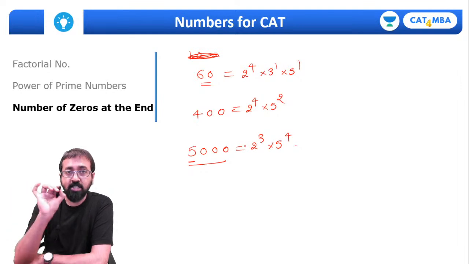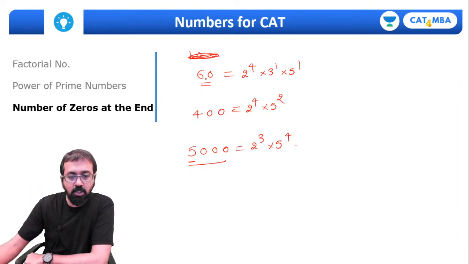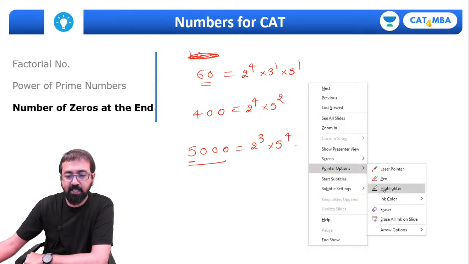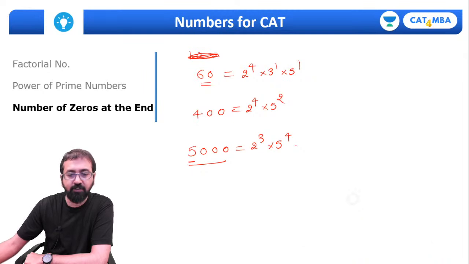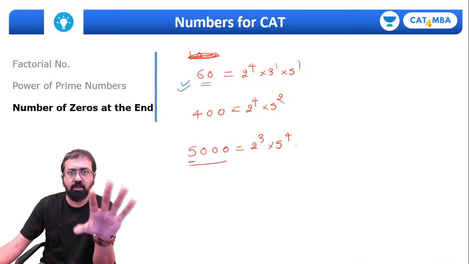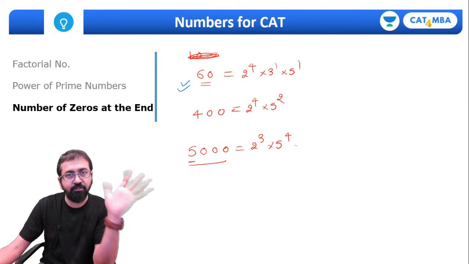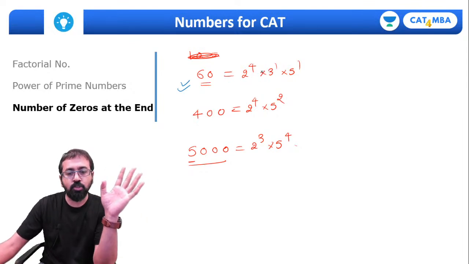Right. So what I'm trying to show you is that the number of zeros at the end of any number depends on the pairs of 2 and 5. I repeat, the number of zeros at the end of any number. I'm not talking about factorial numbers here. I'm talking about in general any number, whether it's a normal number or a factorial number. It completely depends on the pairs of 2 and 5 that can be made.